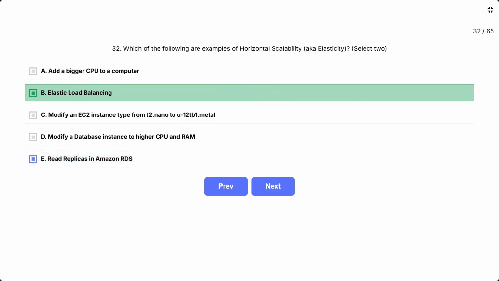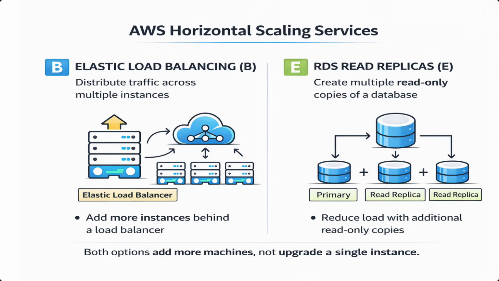Elastic load balancing, B, is a core horizontal scaling service that distributes incoming traffic across multiple EC2 instances, containers, or targets in different availability zones. As demand increases, you add more instances behind the load balancer, spreading the load horizontally rather than upgrading a single instance. This improves both performance and reliability.